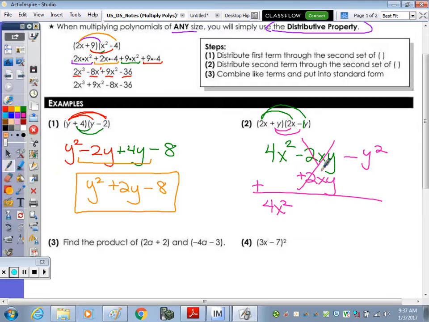So these cancel out. That's the additive inverse property. Whenever you add the opposite, it becomes 0. So then I just bring down the negative y squared. Can't combine a y squared with an x squared. Okay, they're not like terms, so here's my answer.